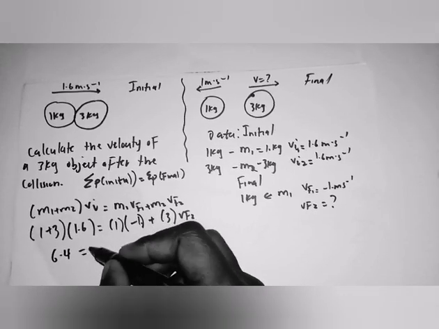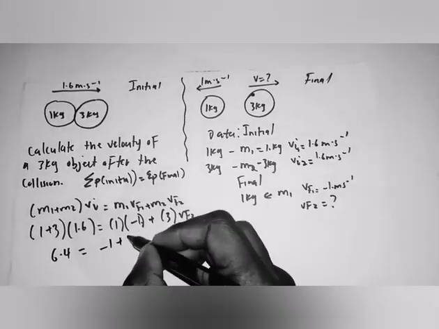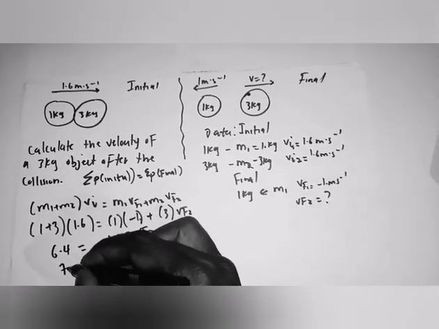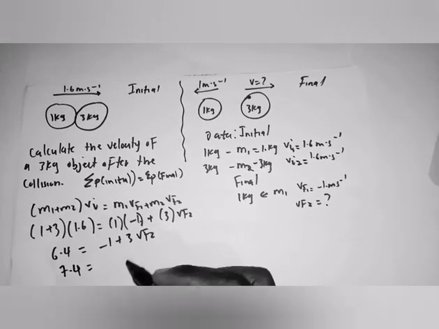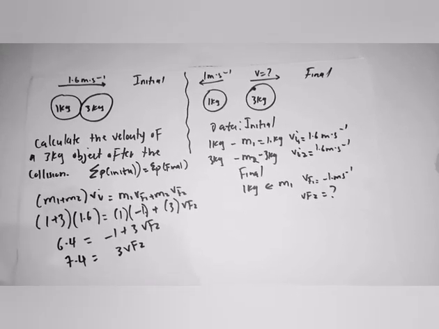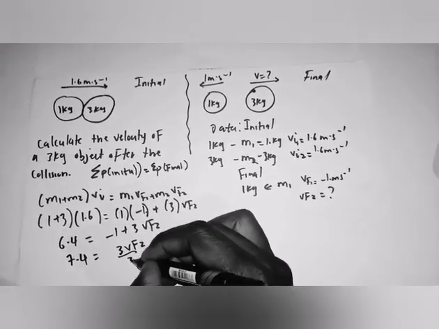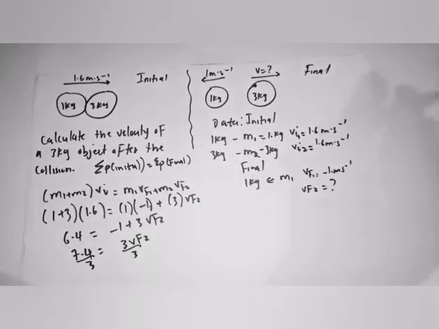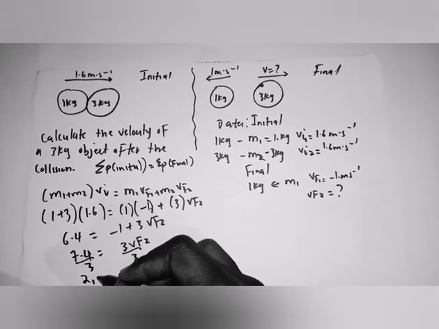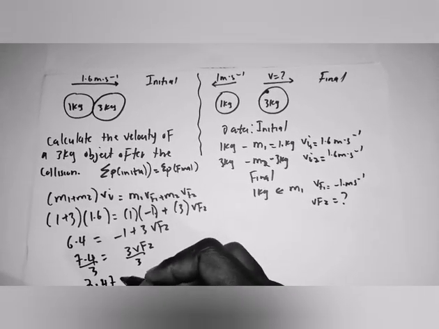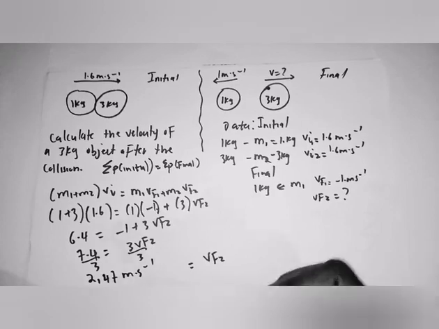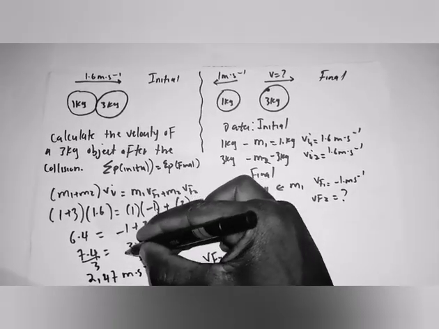6.4 equal to, use your calculator, negative 1 plus 3 VF2. Then you transpose the 1 and you will get 7.4 equal to 3 VF2. Now you divide both sides by 3. Okay, now you get your answer as 2.47 meters per second. Why? Because we're calculating velocity, VF2. So these ones, they will cancel.